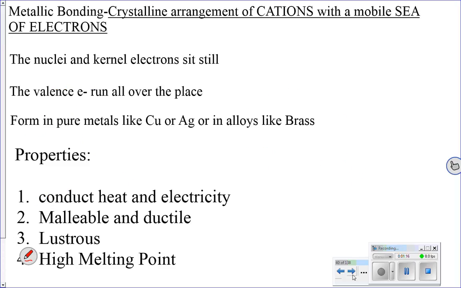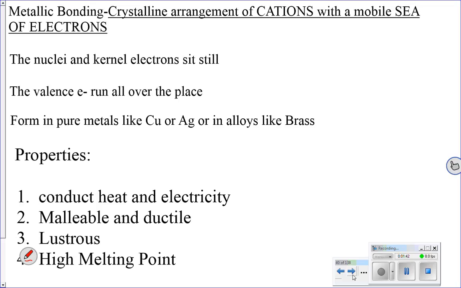Metallic bonds are a crystalline arrangement of cations with a mobile sea of valence electrons. What happens here is you have nuclei and kernel electrons that sit still. Metals are really bad at holding on to electrons, so the valence electrons move all over the place. These form in pure metals like copper or silver. They also form in alloys, which are mixtures of metals, things like steel, brass, etc.